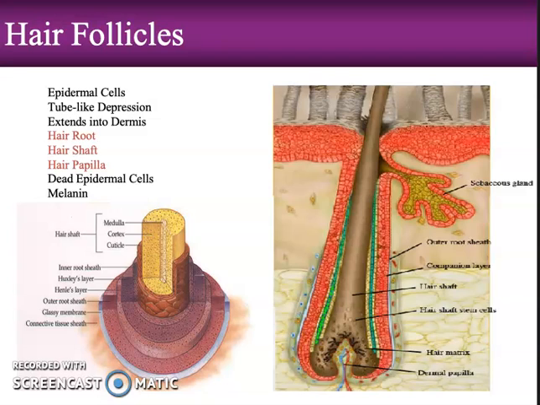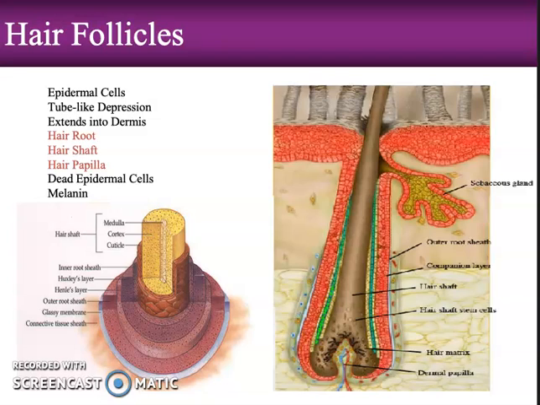I guess back for more, part 2 of chapter 6, the integumentary system. Well, skin is made up of the epidermis, dermis, and hypodermis, and the integumentary system includes skin, hair, and nails.